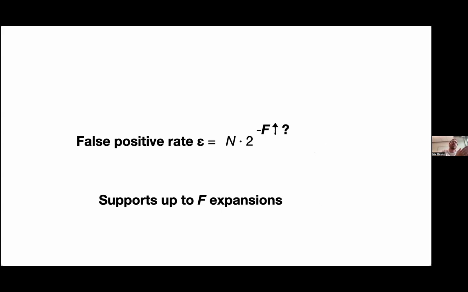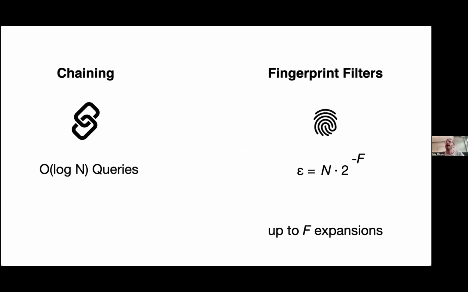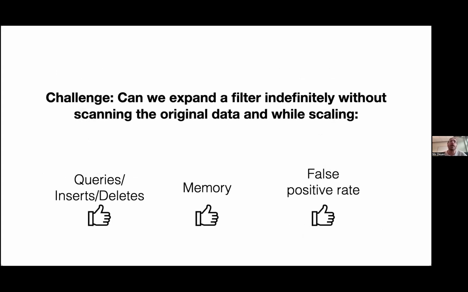It means that you're going to be using more bits per entry from the beginning, but then you're just delaying the problem. Eventually, you will still run out of bits if you expand sufficiently many times. Okay, so here's our problem summary so far. We have chaining. The problem with chaining is query cost, which is logarithmic. Whereas with the fingerprint filters, we have a linearly increasing false positive rate, and they only support a limited number of expansions. So with those two baselines, here's our research question.